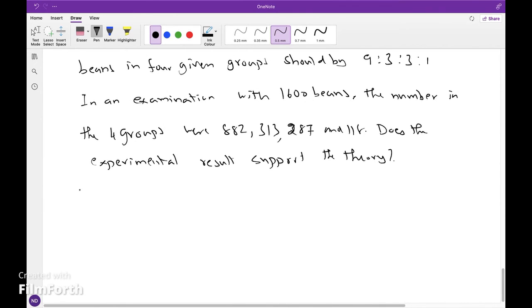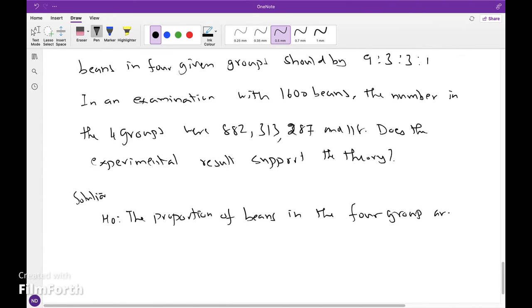Solution. First, the null hypothesis H0: the proportion of beans in the 4 groups are in the ratio 9:3:3:1. H1: not in the ratio.